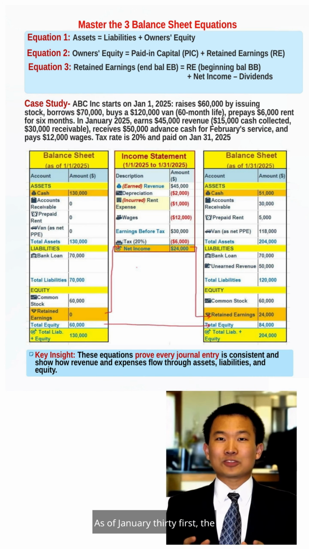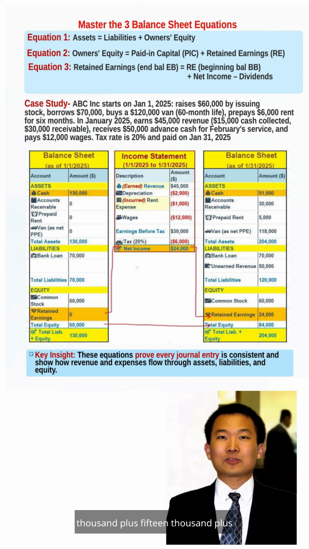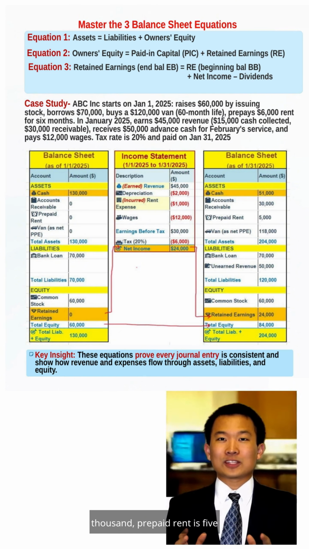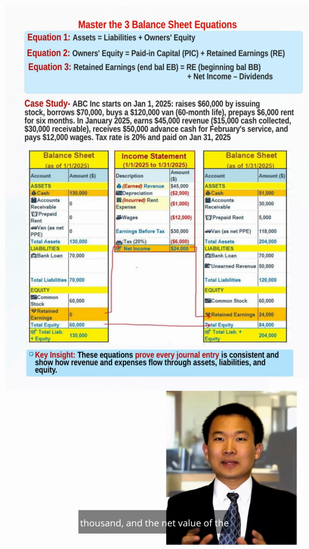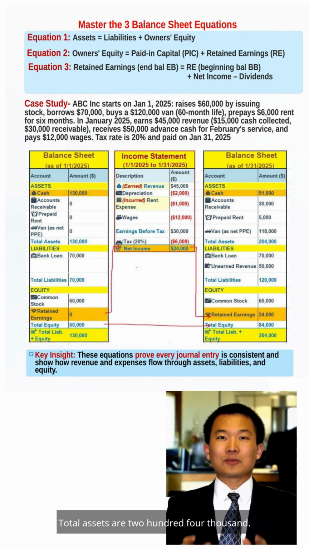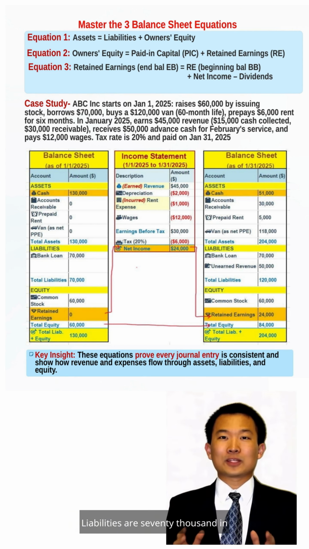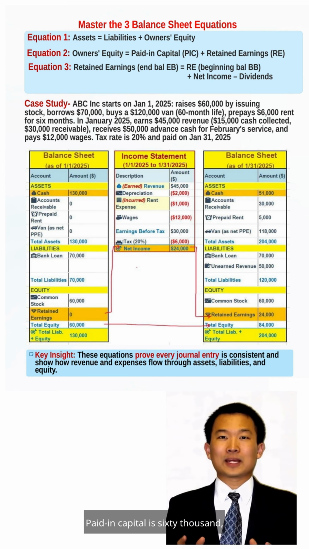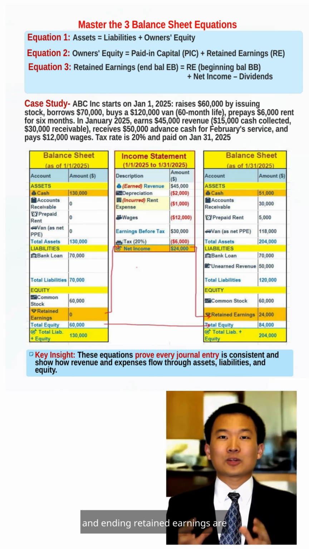As of January 31st, the ending cash balance is $4,000 plus $15,000 plus $50,000, minus $12,000 in wages, minus $6,000 in taxes, totaling $51,000. Accounts receivable is $30,000. Prepaid rent is $5,000. And the net value of the truck is $118,000. Total assets are $204,000. Liabilities are $70,000 in loans plus $50,000 in advance receipts, totaling $120,000. Paid-in capital is $60,000, and ending retained earnings are $24,000.